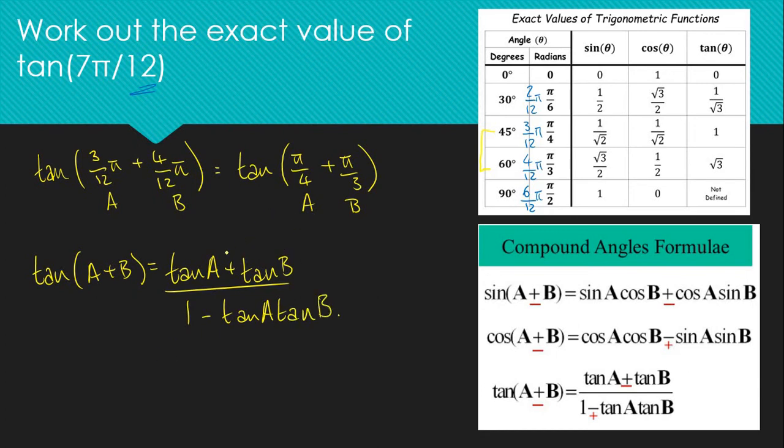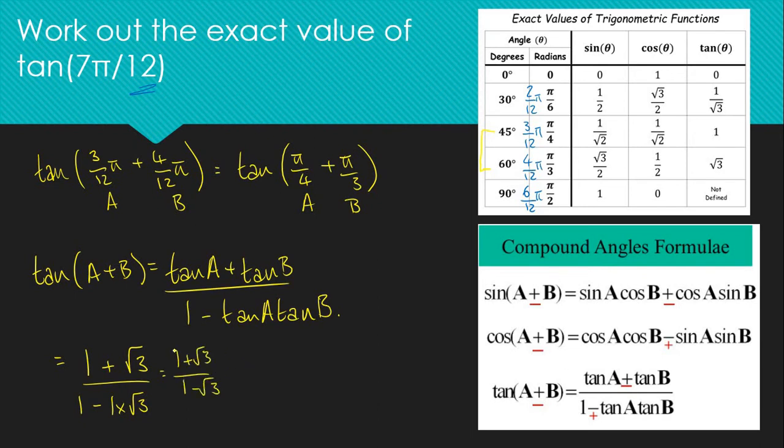Okay, now tan of pi over 4. See, A is pi over 4, so tan of pi over 4 is 1, plus tan of pi over 3. Well, tan of pi over 3 is root 3. So we get 1 plus root 3 over 1 minus 1 lots of root 3, which comes out as 1 plus root 3 over 1 subtract root 3.